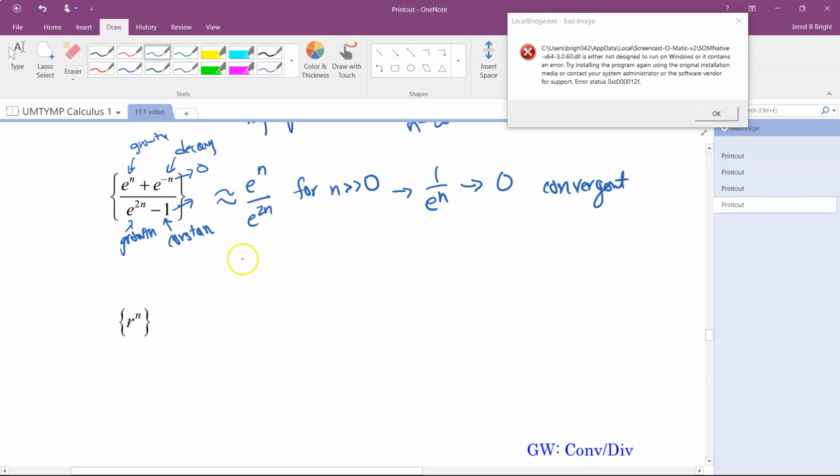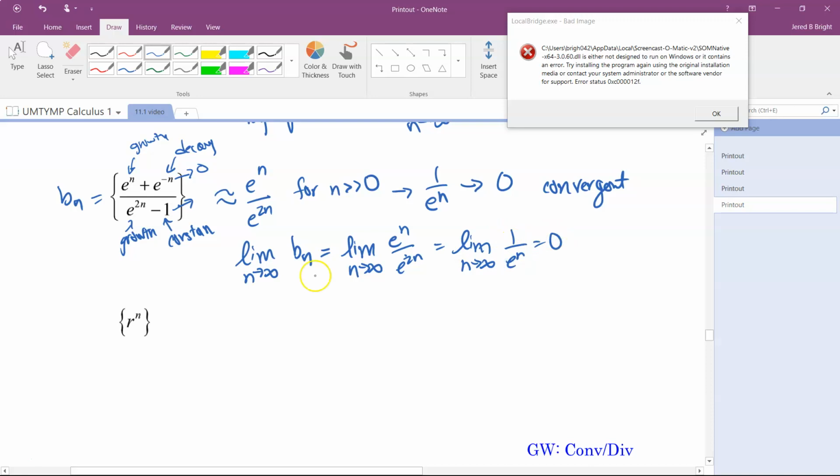How you would do it formally, you would say, in terms of values, if we call this bn, the limit as n goes to infinity of bn really is going to be the same as the limit as n goes to infinity of e to the n over e to the 2n. I keep writing that incorrectly. Which is equal to the limit as n goes to infinity of 1 over e to the n, which is 0. Okay, and keep in mind I'm not saying that the functions are equal, I'm saying that the limits are equal, so that's why this sort of expression is valid.